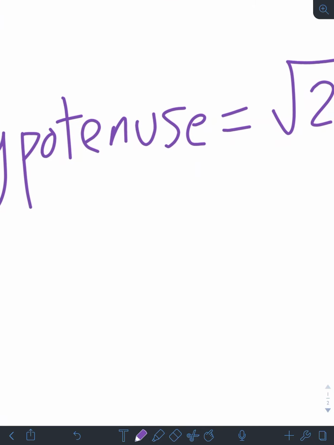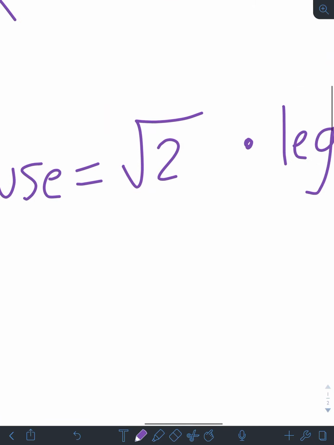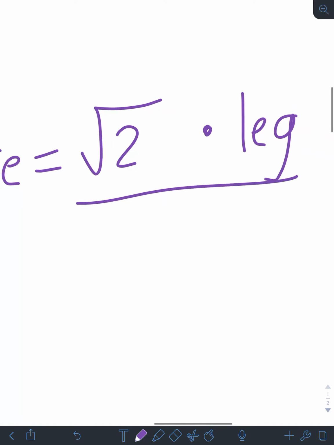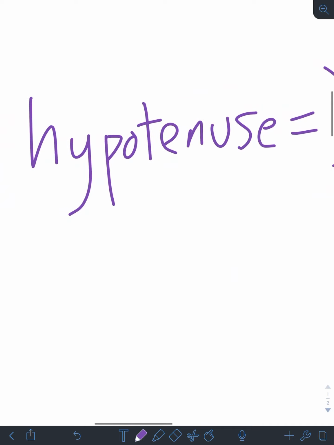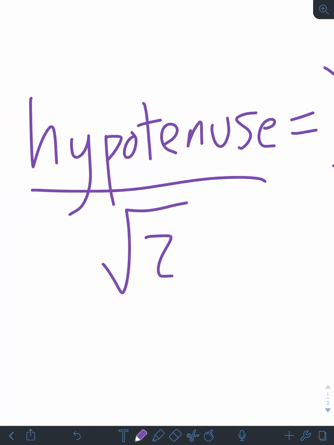But if you have the hypotenuse, you just plug that in, and then you're going to divide by the square root of 2. That cancels that out, and then you divide the hypotenuse by the square root of 2.